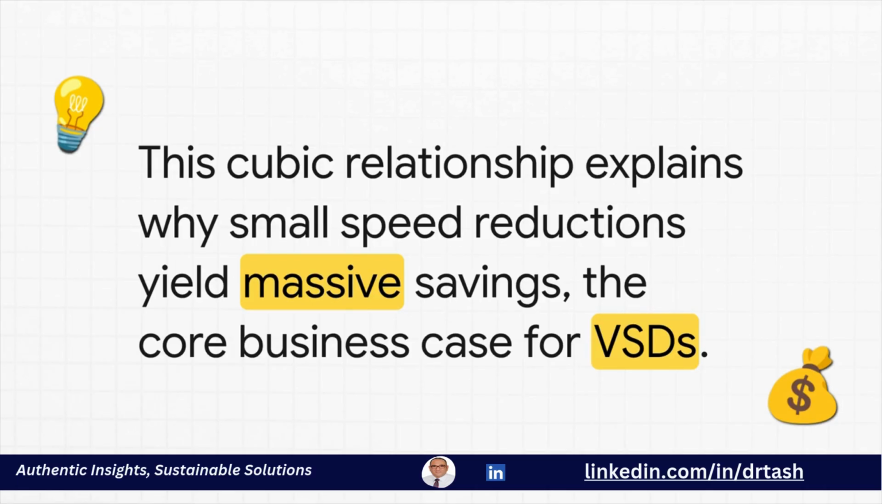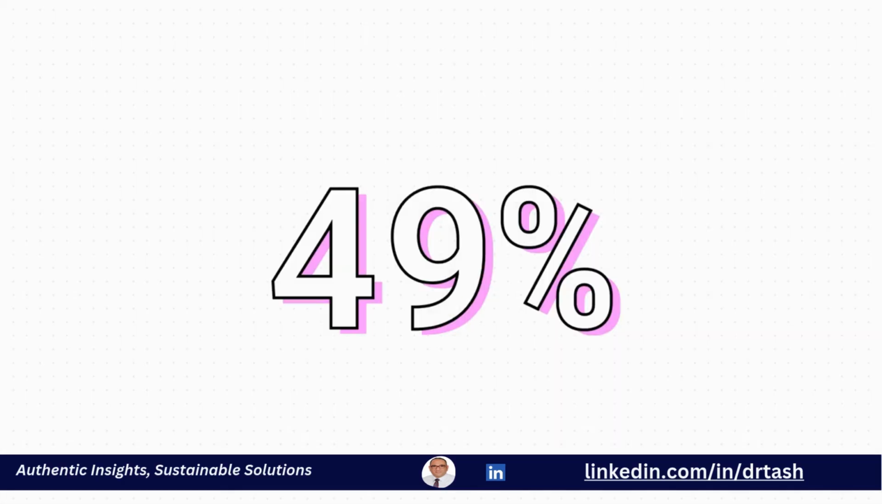And that is precisely why a VSD isn't just a small tweak, it is a fundamental shift in how we manage energy in our systems. So let's make this real. Look at this number. How do we get there? Well, say you back off a fan speed by just 20%. So you're running at 80%, or 0.8 of the original.